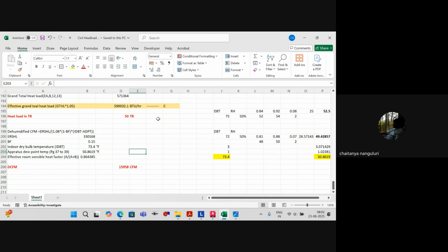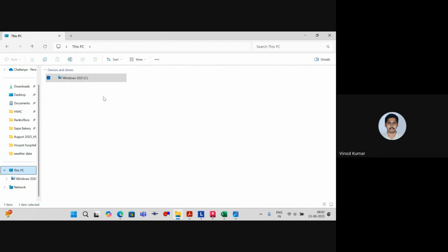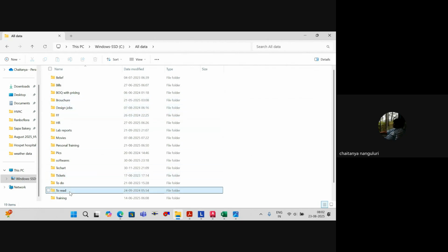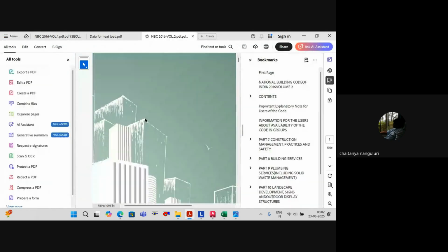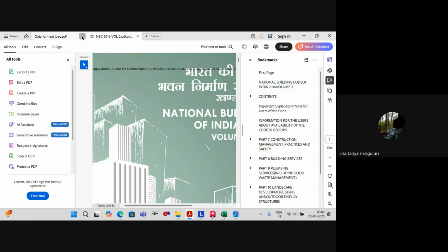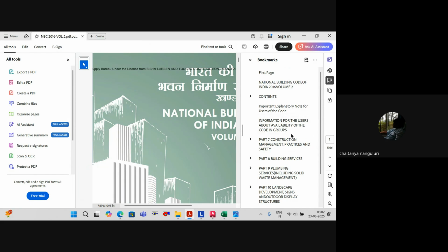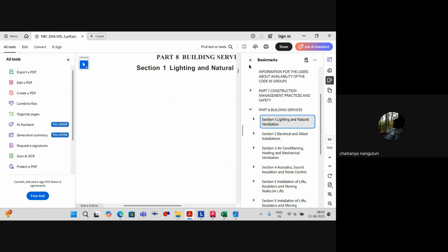In fact, it's there even in NBC also. Shall I show you once? In the National Building Code, it's available. Just a sec. There's a ventilation topic. It's in Volume 2, not in Volume 1. There's something called ventilation. Part 8, air conditioning. Natural ventilation is there, no?